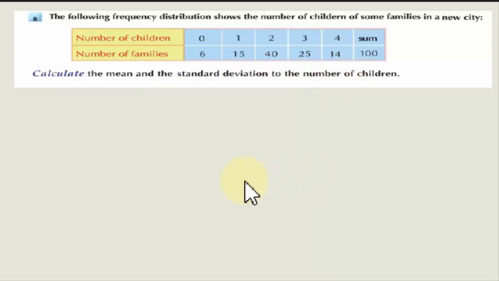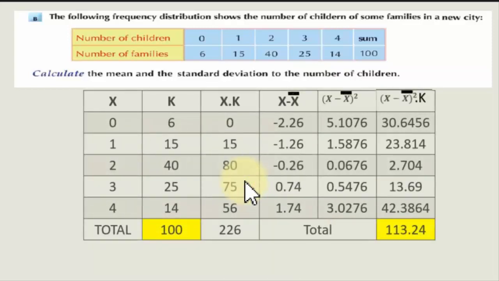If we want to calculate the mean and sigma, we must draw this table. Firstly, in the first column, we put the values of x, which are 0, 1, 2, 3, 4. The second column is K, which is 6, 15, 40, 25, 14. After that multiply x times K. 0 times 6 equals 0, 1 times 15 equals 15, 2 times 40 equals 80, 3 times 25 equals 75, 4 times 14 equals 56.